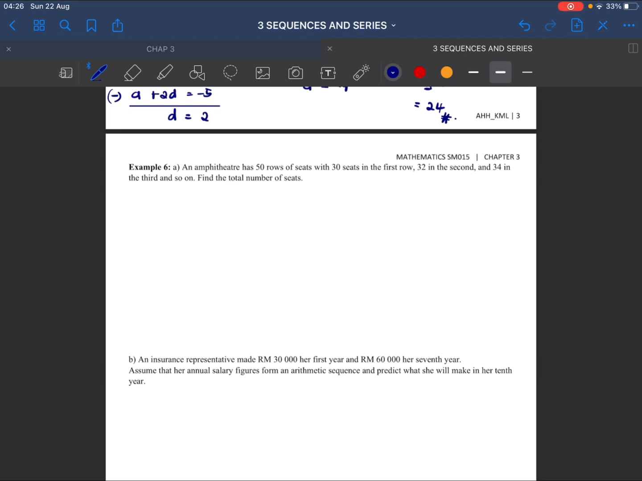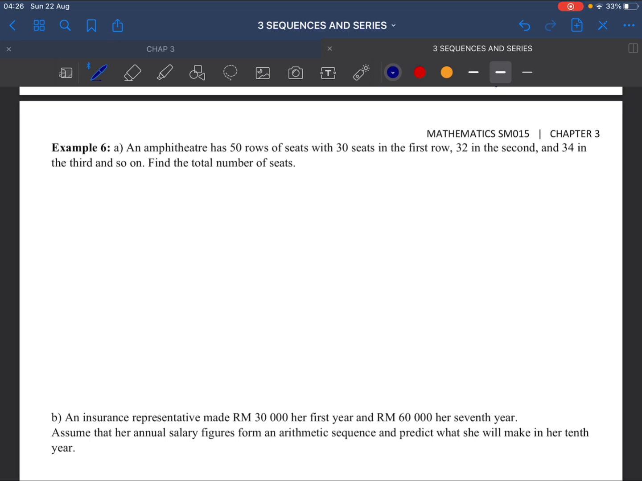Okay, kita tengok pula macam mana nak buat problem solving. Maksudnya dia akan bagi ayat, dia akan bagi situation. So first of all, we have to identify whether the situation is arithmetic or geometric. Okay, so let's see example 6.